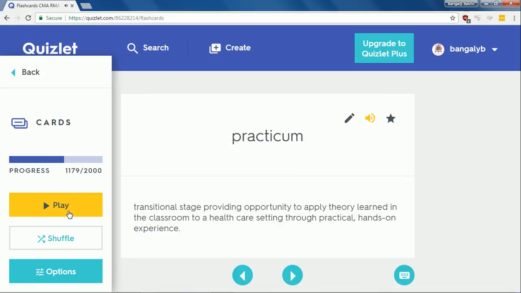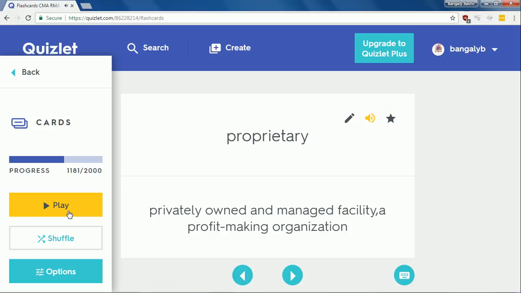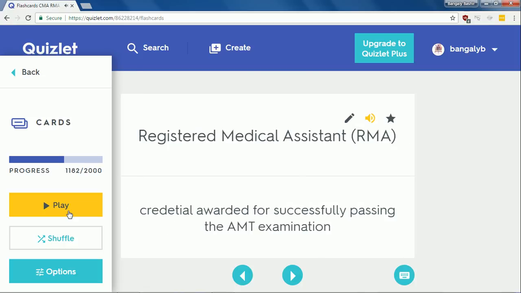Practicum. Transitional stage providing opportunity to apply theory learned in the classroom to a healthcare setting through practical, hands-on experience. Professionalism. The qualities that characterize or distinguish a professional person who conforms to the technical and ethical standards of the profession. Proprietary. Privately owned and managed facility, a profit-making organization. Registered medical assistant. Credential awarded for successfully passing the AMT examination.